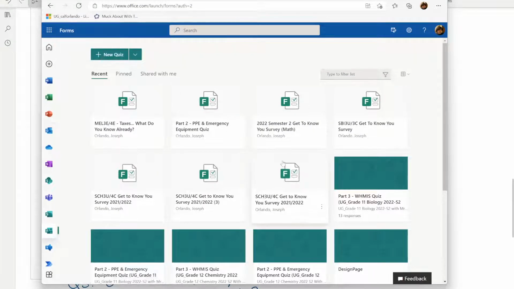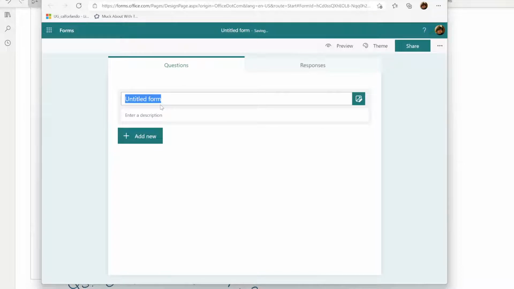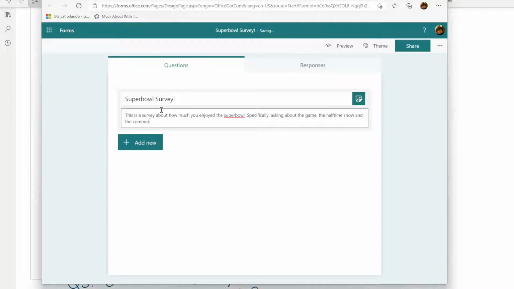And I've got a million forms here because I use forms all the time. But you're going to make a new one. That's okay. And you're going to go down here. We don't want a quiz. So you're just going to say New Form. And I'm going to call mine Super Bowl Survey! This is a survey about how much you enjoyed the Super Bowl, specifically asking about the game, the halftime show, and the commercials.